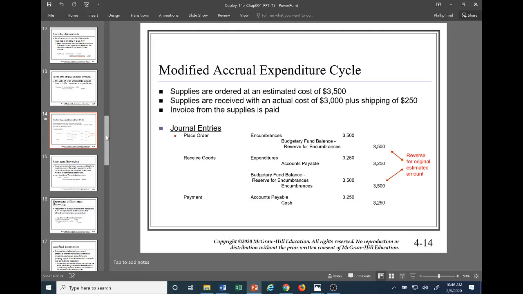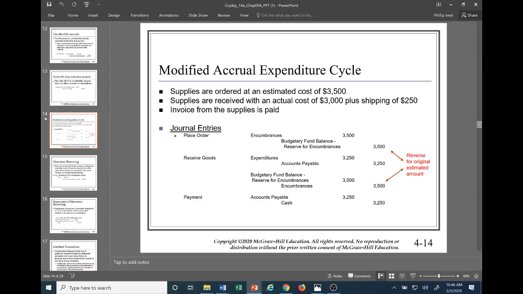Okay, we'll just go through this example, and I think this will be a good stopping point for the day. And we'll pick back up here next class. The modified accrual expenditure cycle. I know we've already gone through this in the last chapter, but I just want to do it one more time. Supplies are ordered at an estimated cost of $3,500.